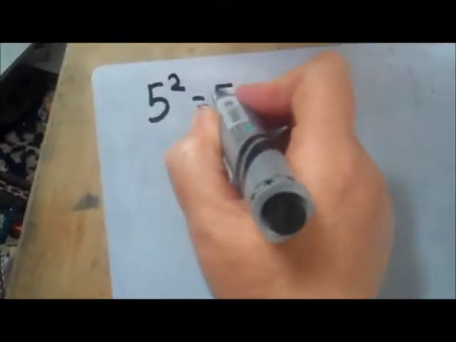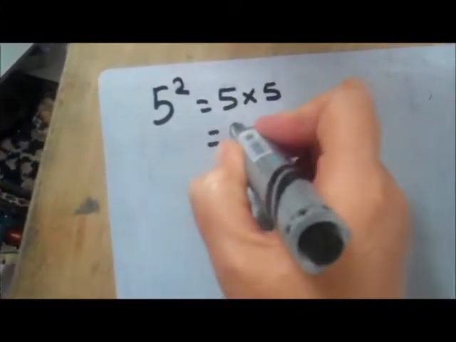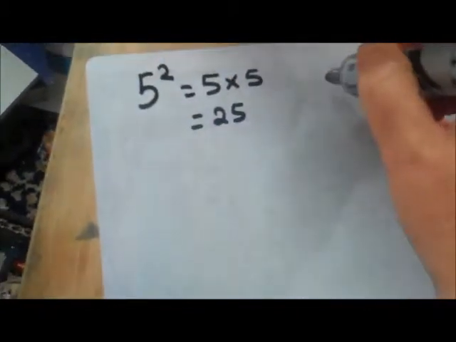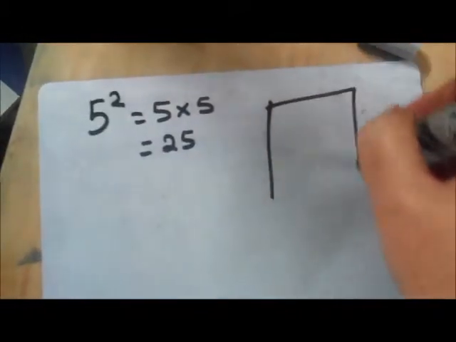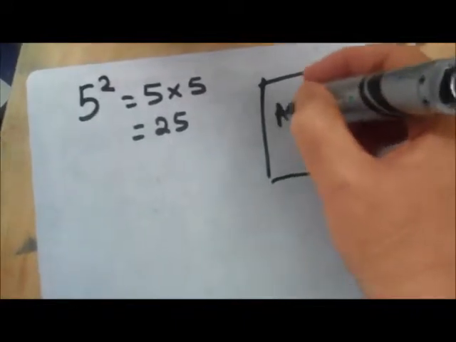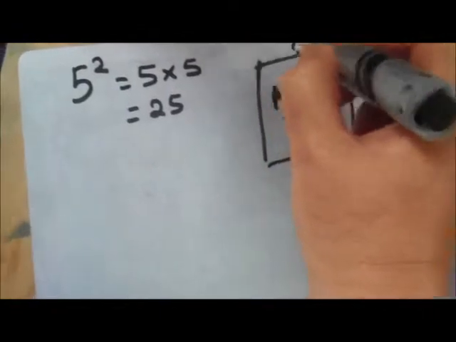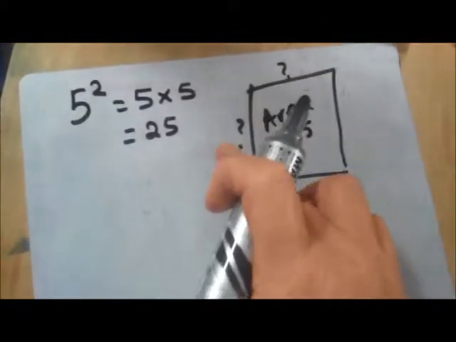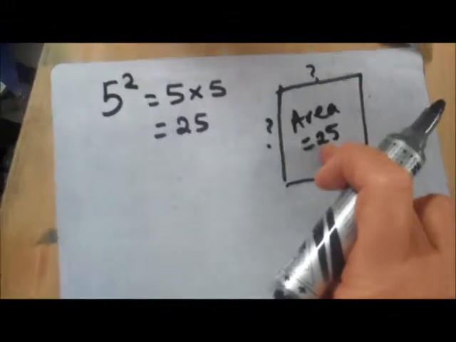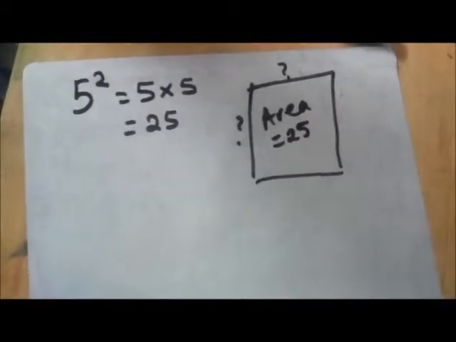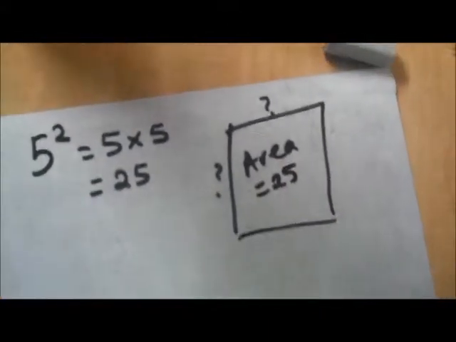Because what I'm going to do today is have a look at what the opposite of squaring is. So for example, if I said to you 5 squared, that's the same as 5 times 5, which is 25. So if I've got a square and its area equals 25, what is its side length? What number multiplied by itself would give me 25? That's actually what the opposite of squaring is.